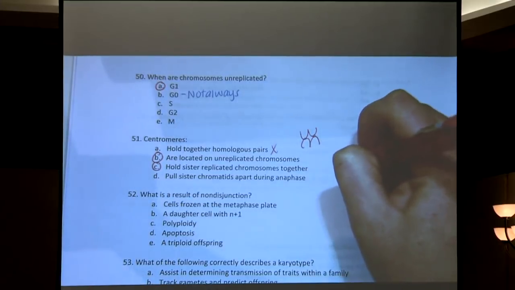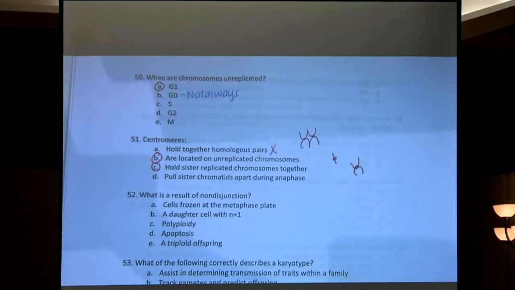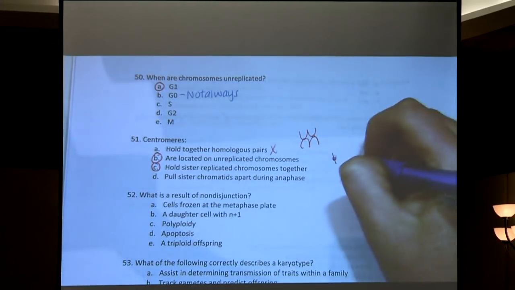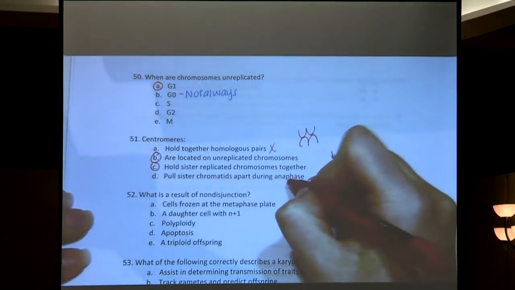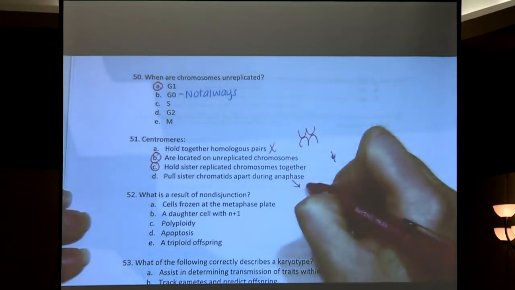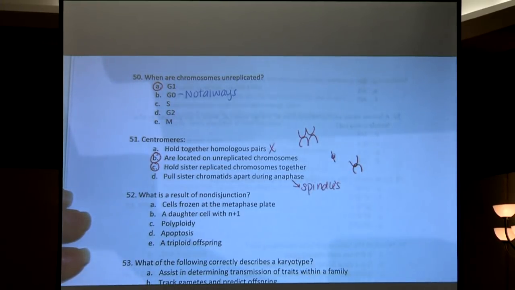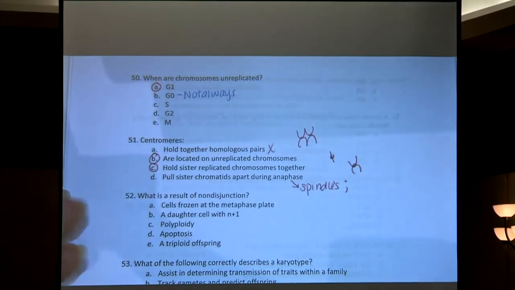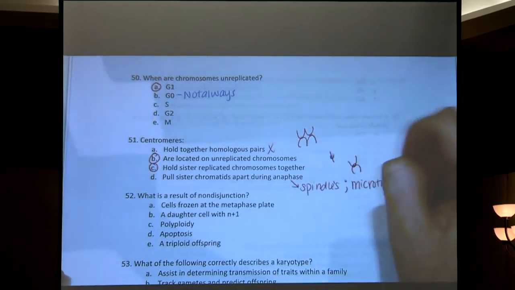So for our sister replicated chromosome, all right, for our unreplicated chromosome, we would have this centerpiece being our centromere, all right? Do centromeres pull sister chromatids apart during anaphase? No. What pulls apart our sister chromatids? So this would be our spindles. We can also recall a little earlier, we can say our microtubules, all right, which help us make these spindles.